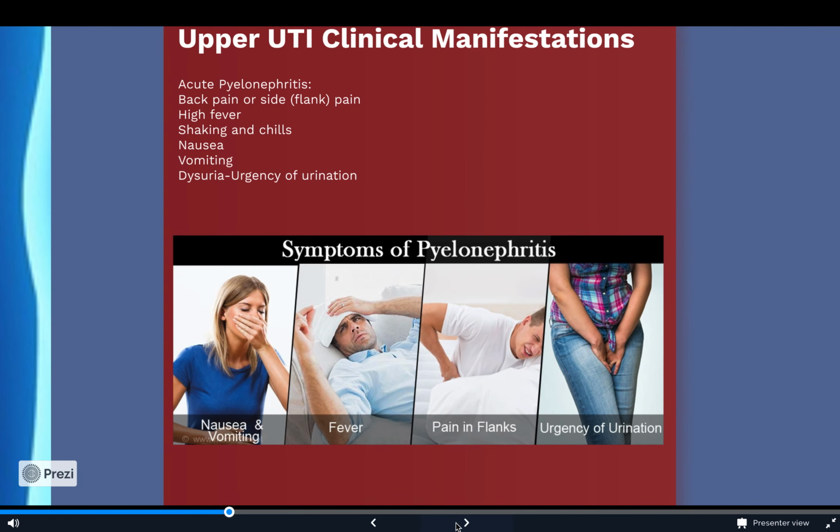For upper UTI clinical manifestations, I will be talking about acute pyelonephritis. There are many clinical manifestations for this, but the main ones are back pain or flank pain, high fever, shaking and chills, nausea, vomiting, and dysuria, also known as urgency of urination. Pyelonephritis is in the kidneys, compared to the lower UTI, which is located in the urethra and bladder.